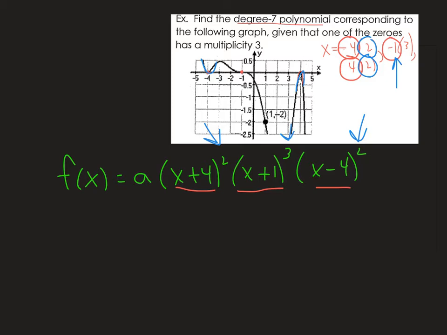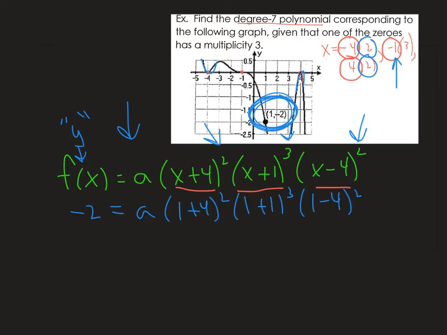And so what's stopping us is not knowing a. If only we knew an x and a y value to substitute in and solve for a. Well, lo and behold, we do. So we go ahead and substitute in -2 for our y value. Don't forget f of x is just a fancy way of saying y. So we have our -2 as our y value. And then we're going to put 1 in for x in all those places.